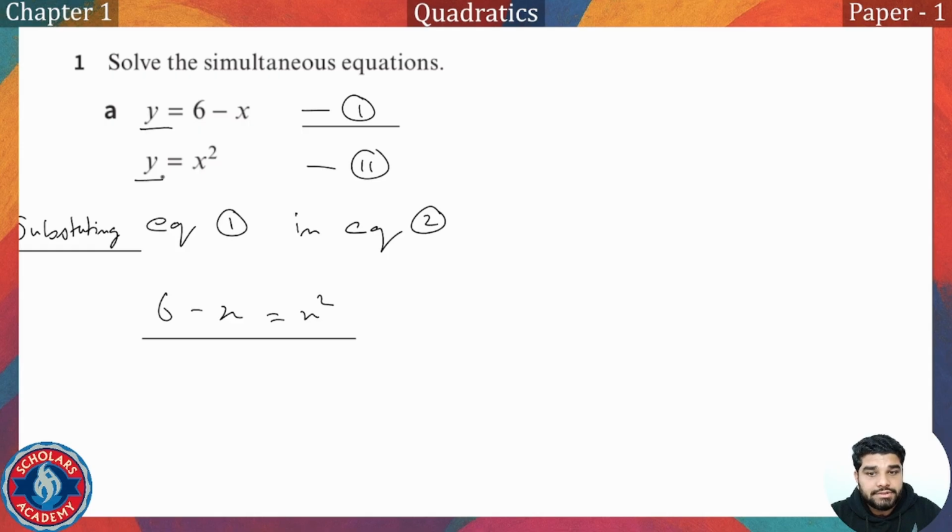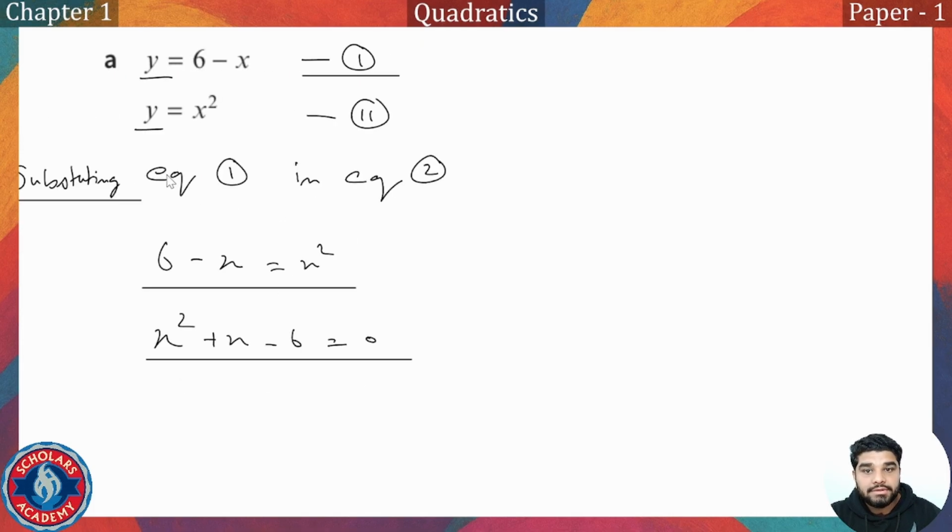Okay, so we can get a quadratic equation over here, x square plus x minus 6 is equal to 0. So from here we can find those points of x which satisfy these equations, right? Those particular intersecting points will satisfy both the equations. So this quadratic equation will give us those 2 points.